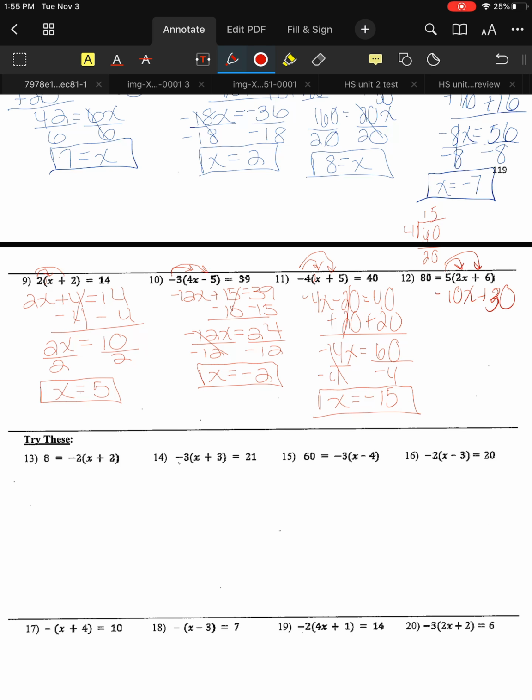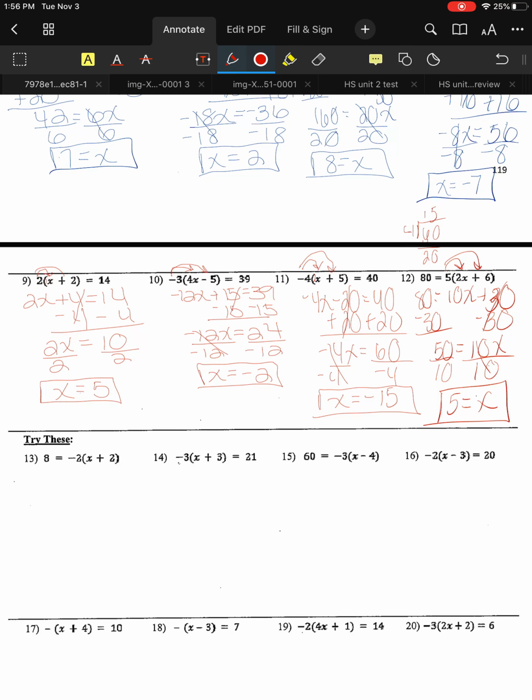Problem number 12, 5 times 2x is 10x. 5 times 6 is a 30, positive 30, equals my 80, which you could have moved to the other side. Subtract 30 on both sides. I get 50 equals 10x. Divide by 10. And I get 5 is equal to x, or x is equal to 5.